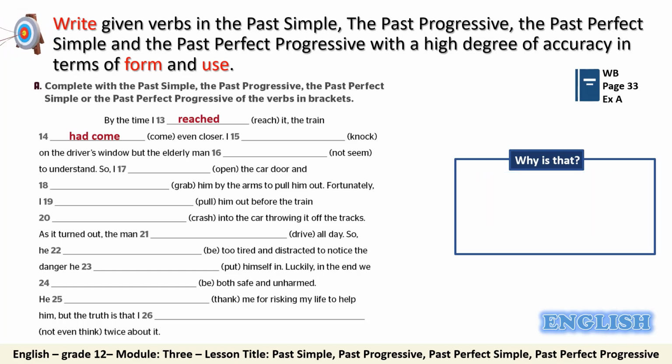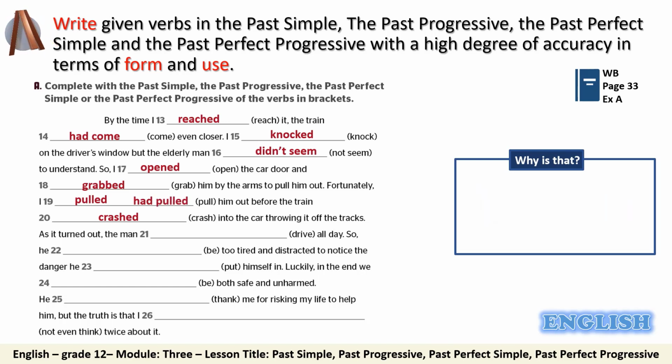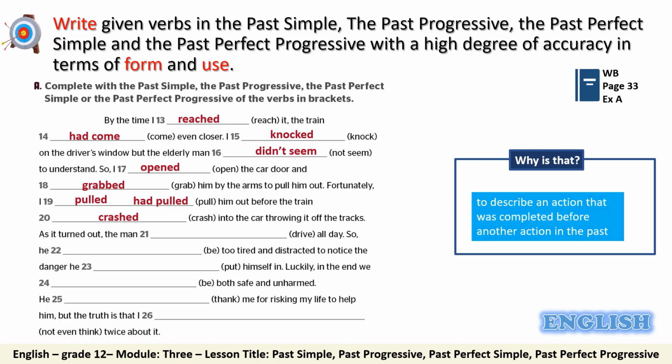After that, for spaces 15, 16, 17, 18, 19, and 20, we should use which tense? Exactly, the past simple. So the correct answers are knocked, didn't seem, opened, grabbed, pulled, and crashed. Can you tell me why? Very good, because these actions were completed in a specific time in the past. However, for space 19, we can write had pulled, referring to an action which was completed before another action in the past.